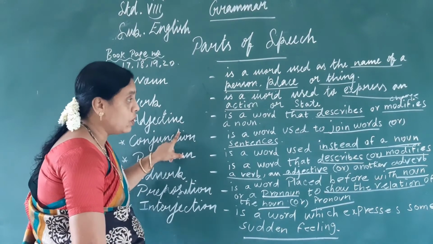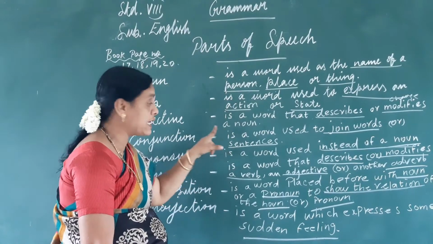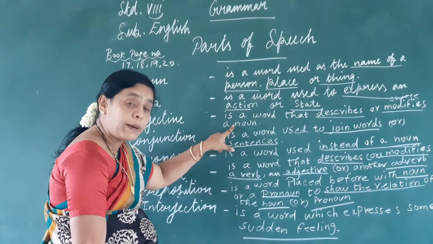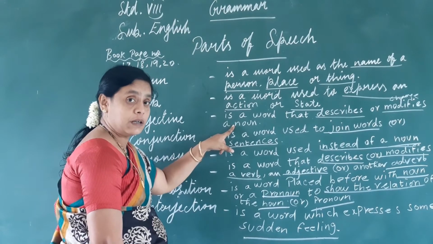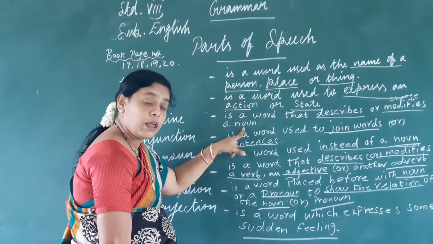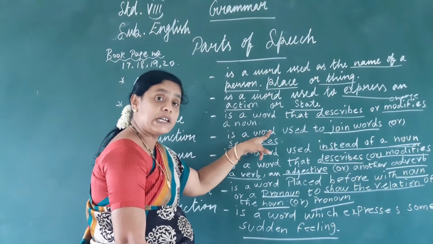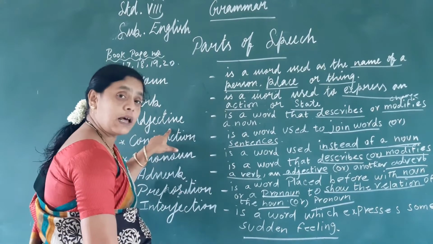Here, adjective. What is adjective? It describes or modifies a noun. For example, the noun is a person's name, and she is very intelligent. The boy was very clever. Clever, beautiful, very intelligent, good or bad, everything is considered an adjective.